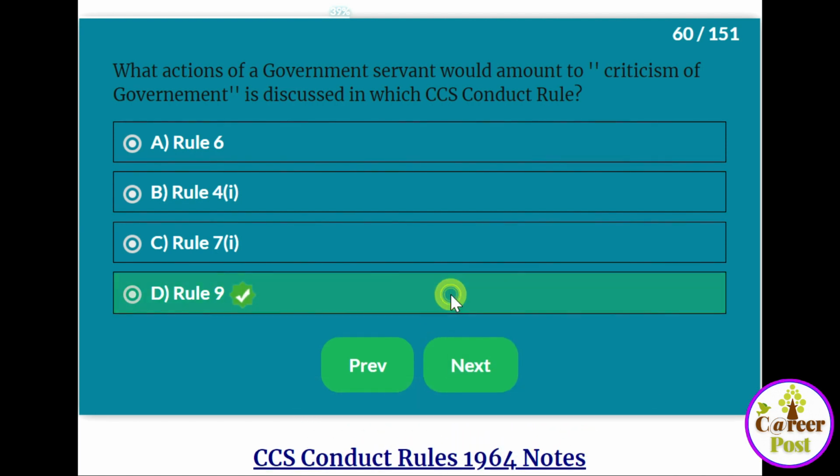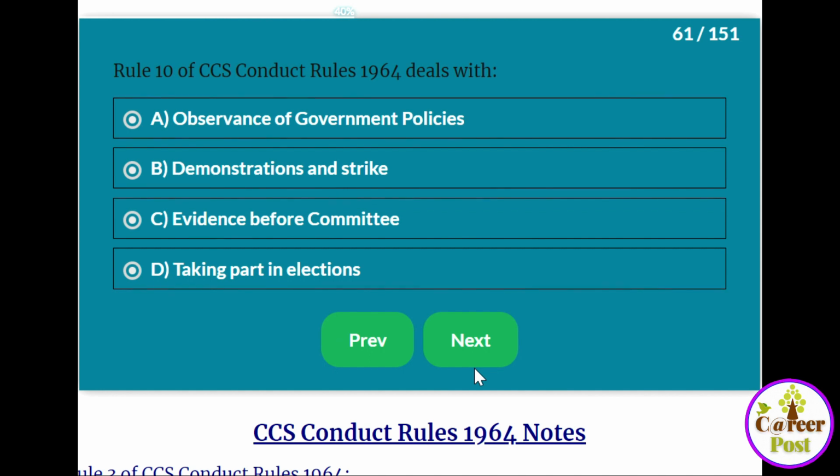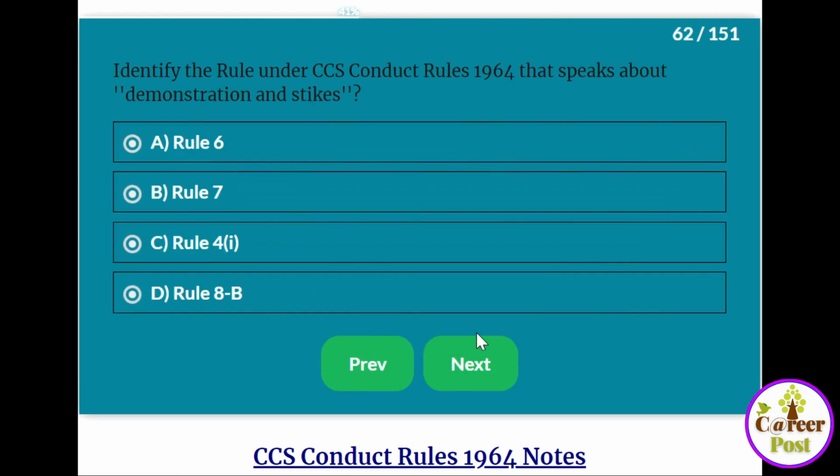It is Rule 9. Rule 10 of CCS Conduct Rules deals with observance of government policies, demonstrations and strikes, evidence before committee, taking part in elections. It is evidence before committee. Identify the rule under CCS Conduct Rule that speaks about demonstrations and strikes.